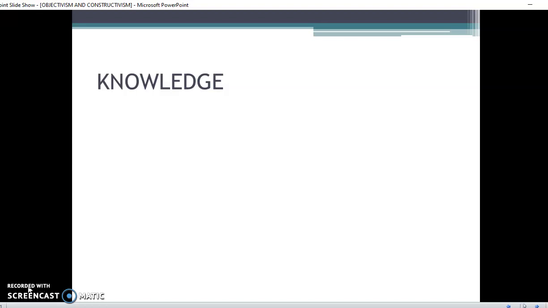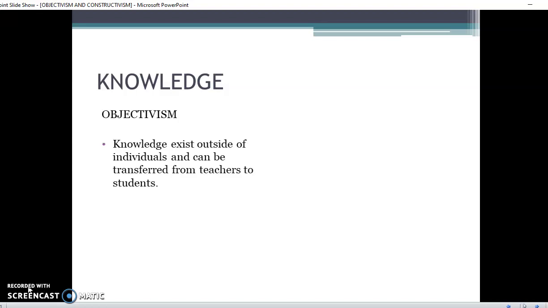So the first one is knowledge. We all know what knowledge is. The approach of objectivism believes that knowledge exists outside of individuals and can be transferred from teachers to students. So objectivism is of the belief that knowledge is an entity which is outside the individual, and when a child comes to college or school, they do not possess any knowledge. It is an entity which exists outside, and the teacher has to transfer it into the individual. That's what objectivism believes in. And objectivism also believes that knowledge is fixed.